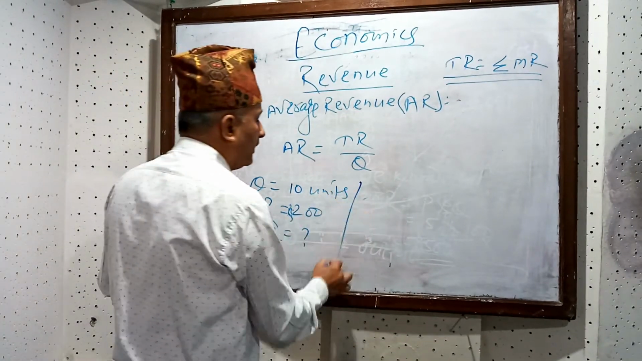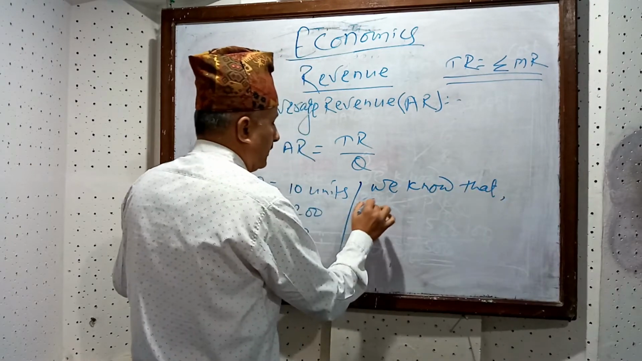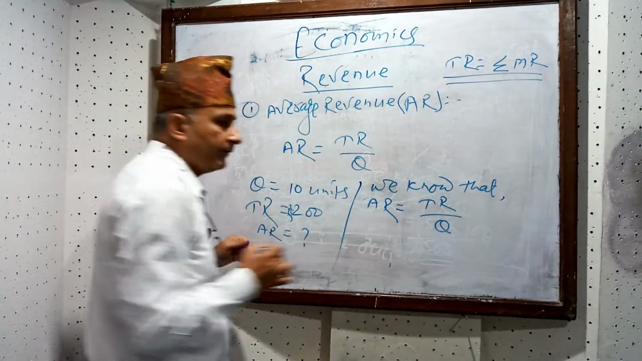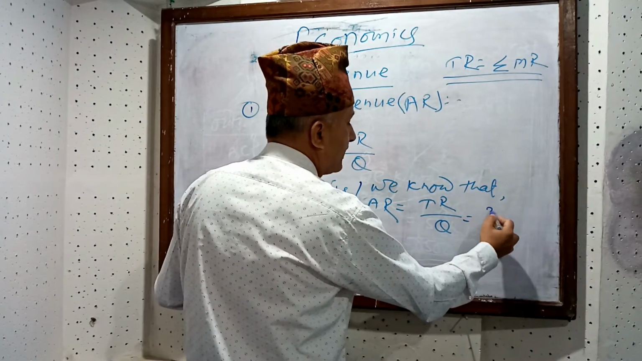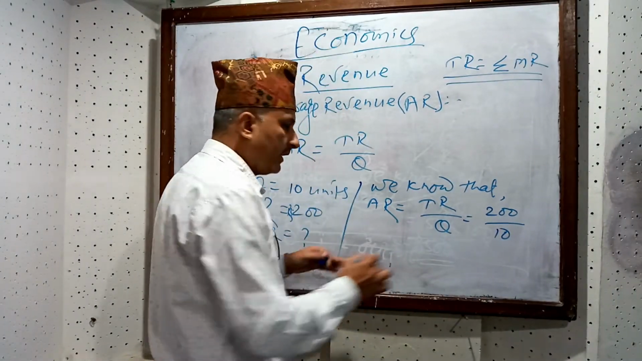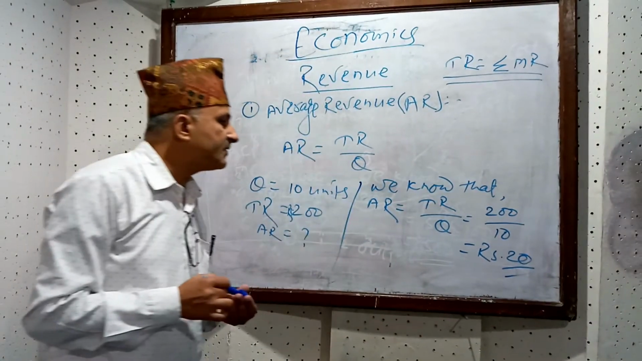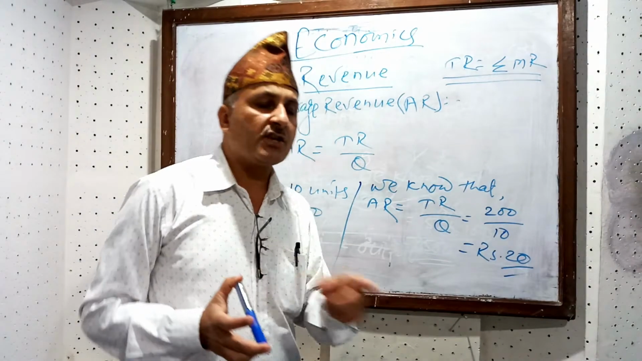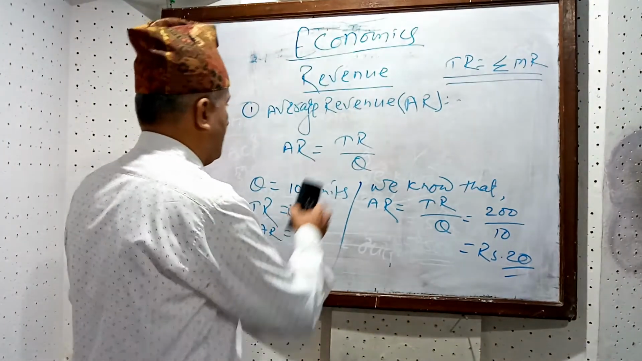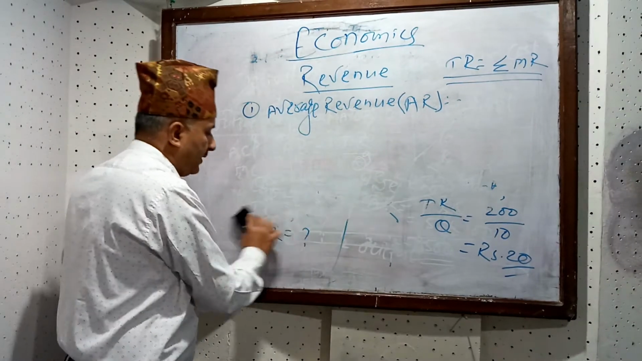Now according to our formula, we know that AR is equal to TR upon Q. Put the values: TR is 200 divided by Q is 10 units, that is equal to rupees 20. Rupees 20 is the average revenue. That is, the per unit price of this commodity is rupees 20. In this way, you can calculate the value of average revenue. Now I hope you do not have any problem regarding this average revenue concept.